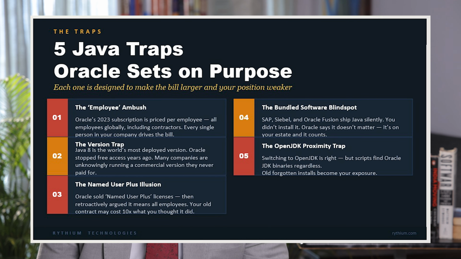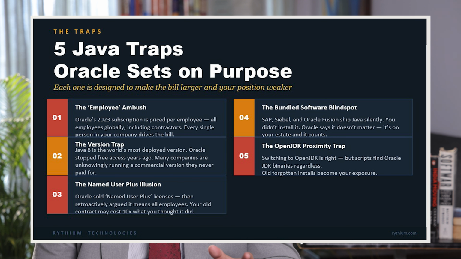There are 5 traps in Oracle licensing that are not quirks of a complicated licensing model. These are features of the licensing model. Each one is designed to maximize Oracle's claim and minimize your ability to push back. Let's go through each one of them. Notice that traps 1 and 3 work together.